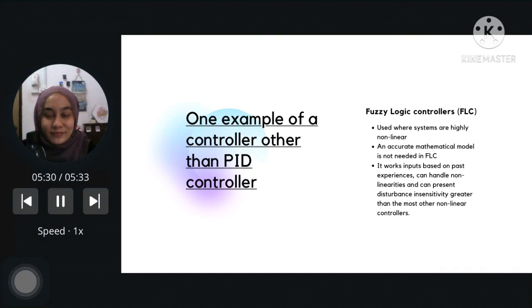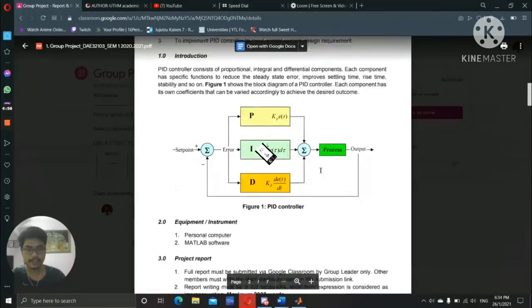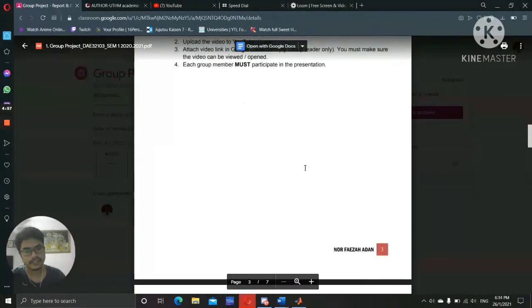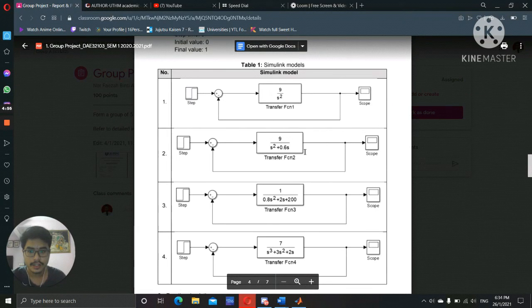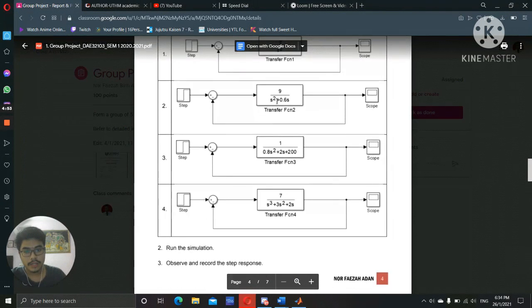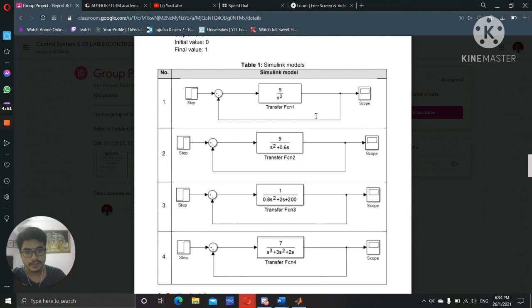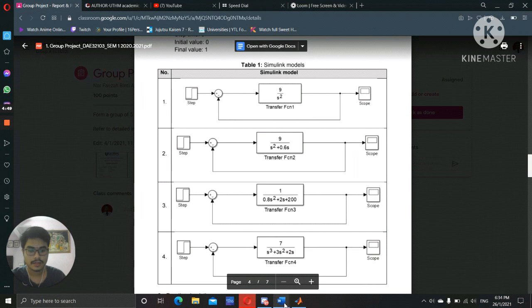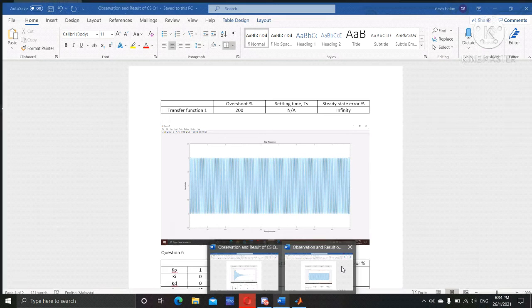That's all. Thank you. Hello everyone, my name is Deoparan and I'll be explaining the results and discussion for the project. I'll be explaining two transfer functions, transfer function 1 and transfer function 2. So, these are the results.